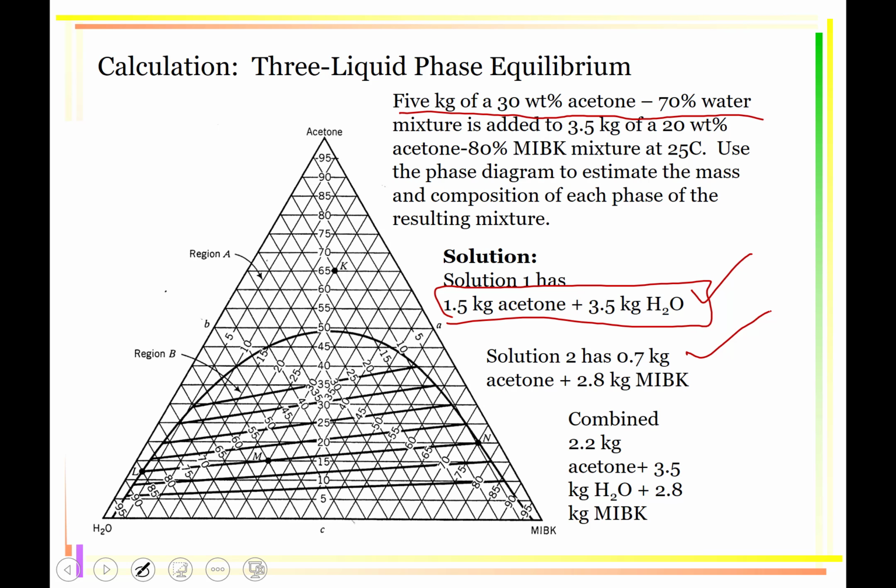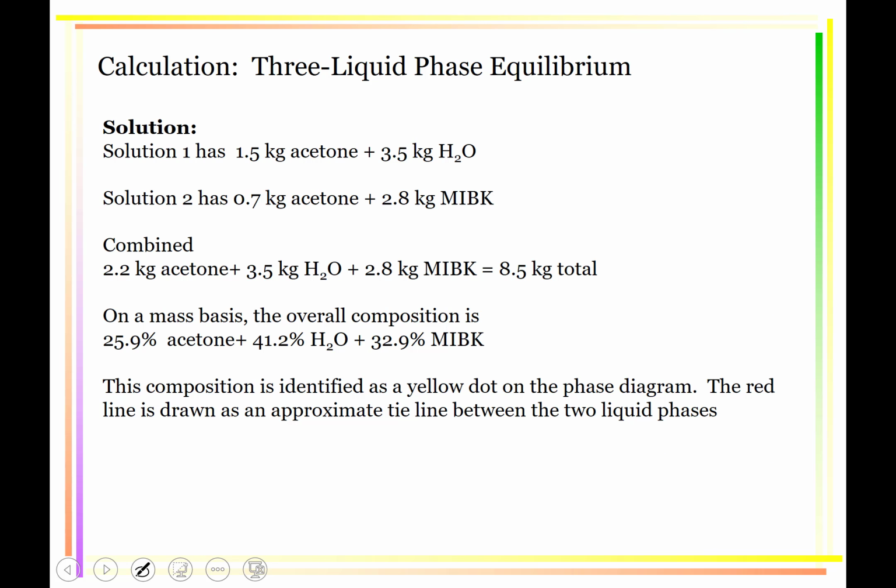So what we're going to do with those is combine them. We have a total of 2.2 kilograms of acetone, 3.5 kilograms of water, and 2.8 kilograms of MIBK. That's the total amount. Now we need to plot that on this diagram, so let me show you how. First we need to turn those into mass fractions. On a mass basis, the overall composition is 25.9% acetone, 41.2% water, and 32.9% MIBK.